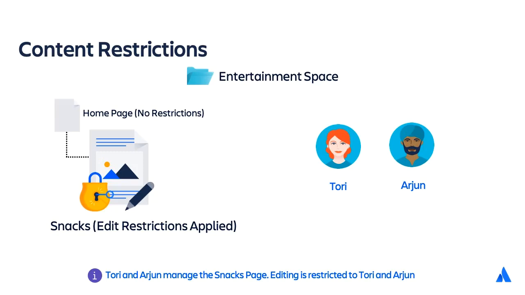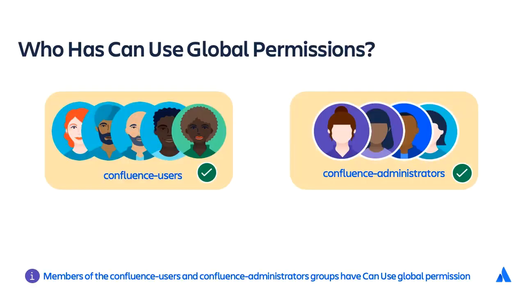First, let's consider who can view the Snacks page. To do that, we need to consider who can access the entertainment space. We'll start with the global permissions. As a prerequisite to accessing a space at all, users must have the Can Use global permission. All of the entertainment team belong to either the Confluence users group or the Confluence administrators group, so they have the Can Use global permission. Depending on space permissions, they can access the entertainment space.